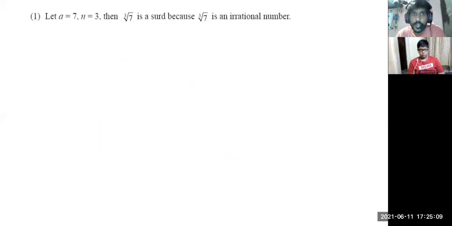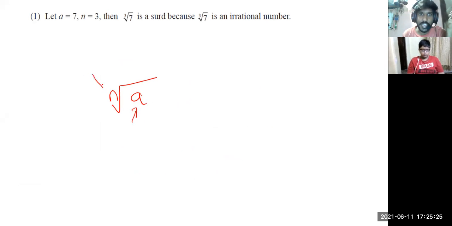Okay, first one, if a is equal to 7, these are some examples, okay? And n is equal to 3. So our general form was like this, okay? Now they're saying if a is 7, that means here you have to write 7, and n is 3. That means cube root of 7. Correct?